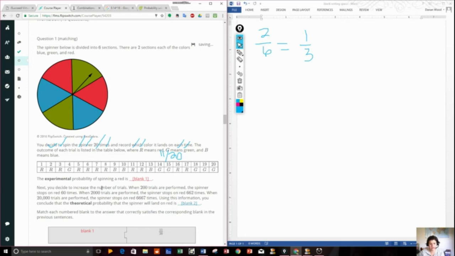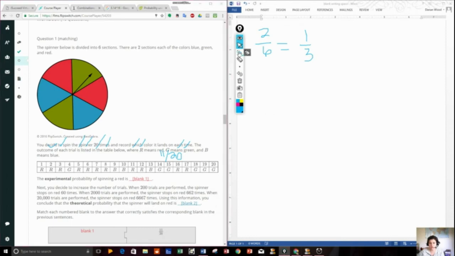Next, you decide to increase the number of trials. When 200 trials are performed, the spinner stops on red 60 times. When 2,000 trials are performed, the spinner stops on red 662 times. When 20,000 trials are performed, the spinner stops on red 6,667 times. Using this information, you conclude that the theoretical probability of the spinner landing on red is blank.